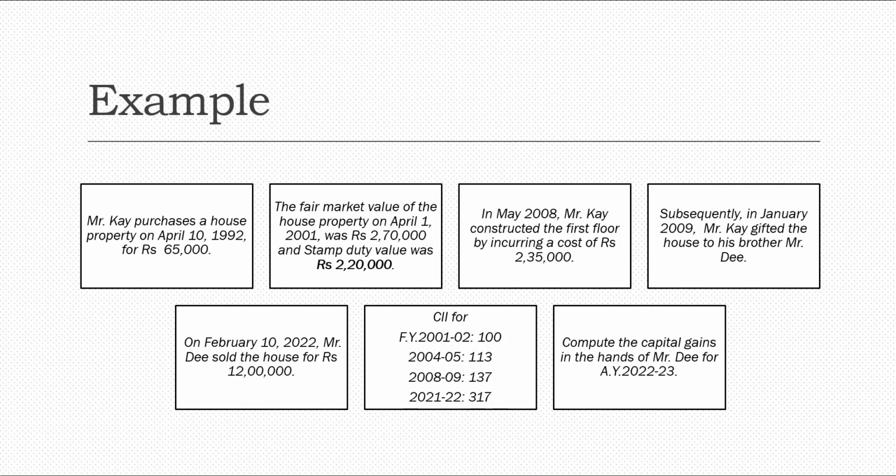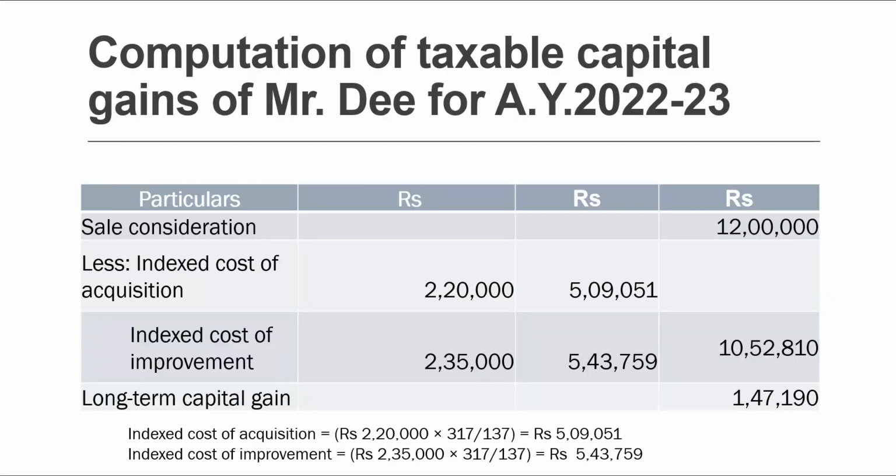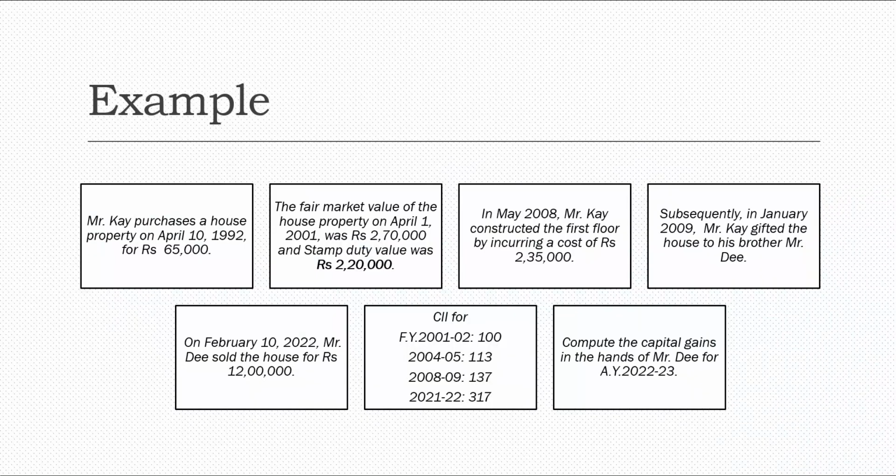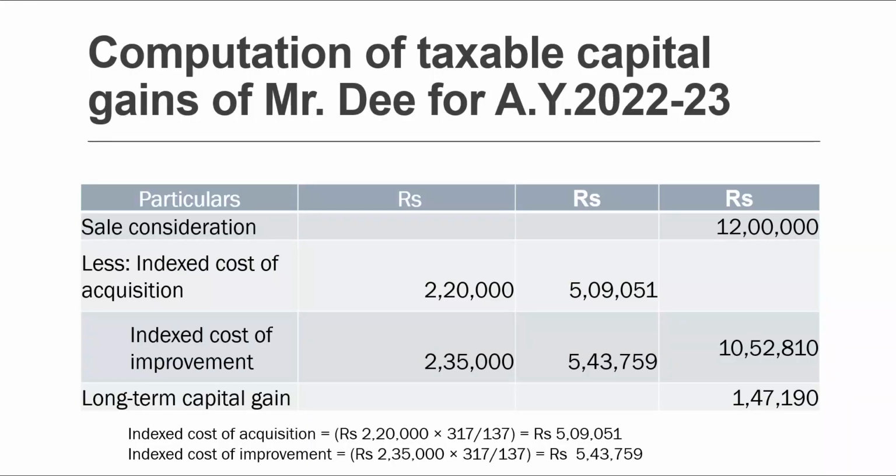Since this property was bought in 1992, so we calculated what is the fair market value. It was 2,20,000 because the stamp duty was 2,20,000. So we will take 2,20,000 and multiply by, look at the bottom of the screen, 317, the index of the year of sale of property, and divide by 137, which is basically the year when Mr. D got the property. Because when the gift happened, it was 2009, okay, so it becomes 5,09,000.